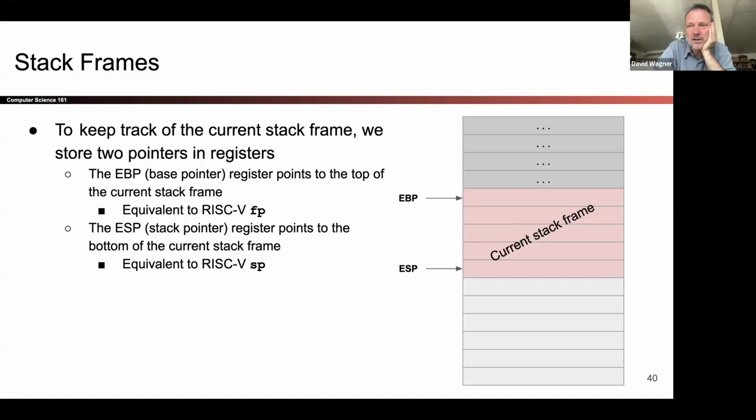So if the program wants to access local variables, it should be looking in the current stack frame. The ESP and EBP will help it know where in memory to look, where those local variables are stored.